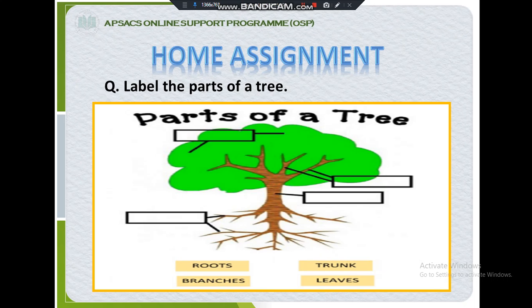Now, this is your home assignment. You are going to label the parts of a tree. The names are also given with them: roots, branches, trunk, and leaves. When you draw the tree, you have to color it very neatly, and when you label it, you have to use a scale to draw the lines.